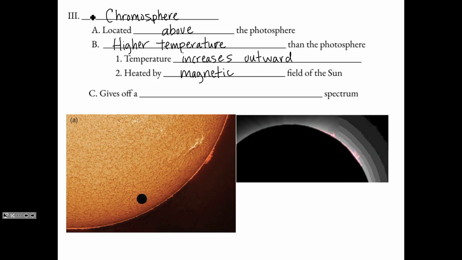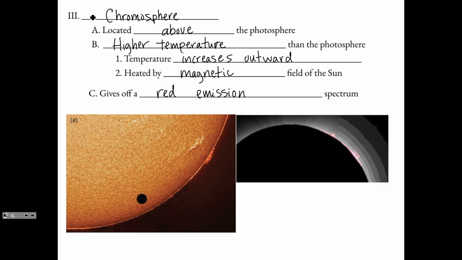So the chromosphere gives off a reddish, sort of orangey red, however you want to call it, emission spectrum. Okay, so the photosphere was an absorption spectrum where colors were missing from the rainbow. The chromosphere basically gives off mostly red light. It emits red from all the hydrogen in that layer.